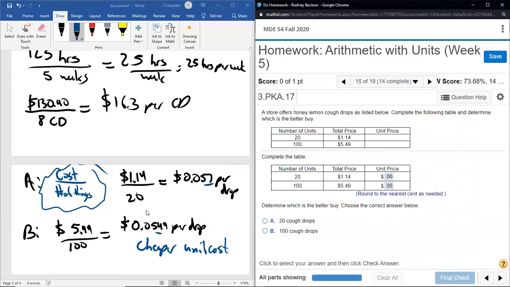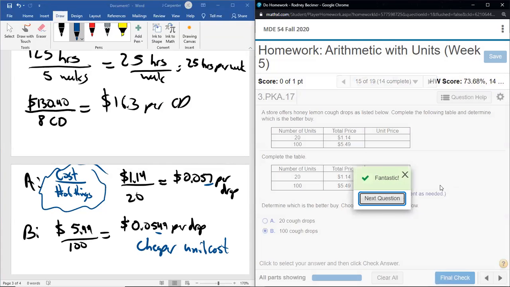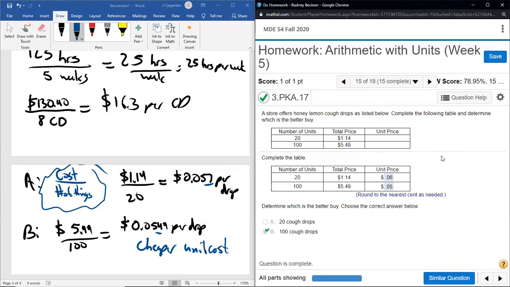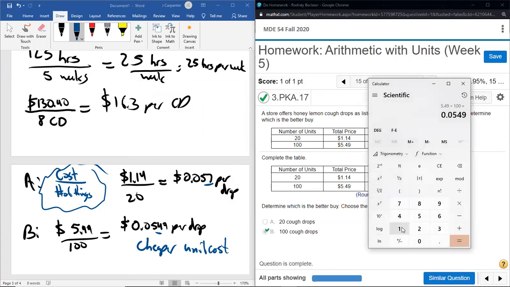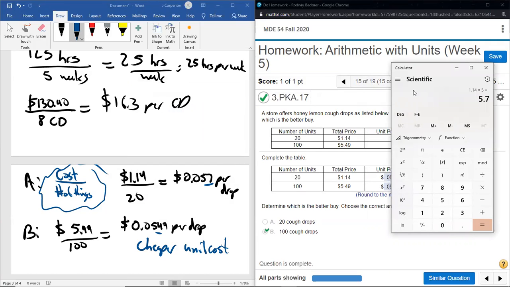So what's the better buy? Just barely, it's better to buy 100 cough drops. So notice I said just barely. Normally what I say is, all right, if you're going to be going through a ton of something over several months or several years, you always want to go with the thing that's cheaper. But this was just barely cheaper. In fact, if you bought 5 of the first thing, you can just take the $1.14 and multiply it by 5. You get $5.70. So it's only 21 cents different if you're buying them 100 at a time versus 20 at a time in the 5 individual packs.